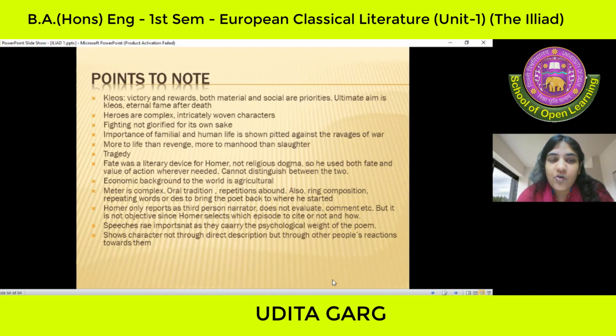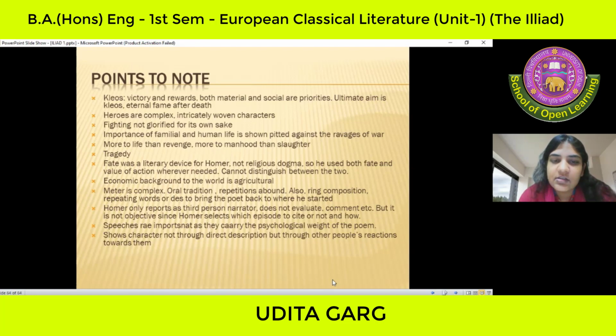So Achilles' treatment of Hector's body is actually an instance where we see that there is more to life than revenge. Patroclus has been avenged, but in terms of giving a proper burial to Patroclus, to Hector, and to maintain his dignity, to maintain the proper code of conduct during a war, that is not something that Achilles had done, right? So there are codes, there is ritual, there is dignity, there is humanity that is more important than just revenge. Then, more to manhood than slaughter, right?